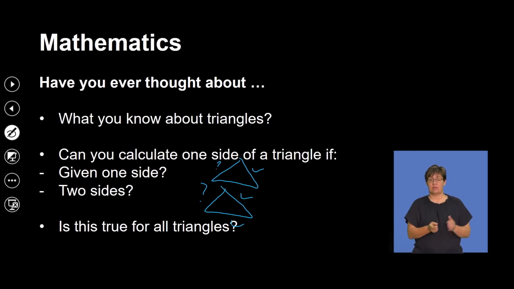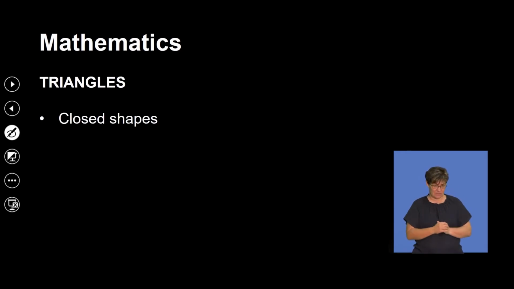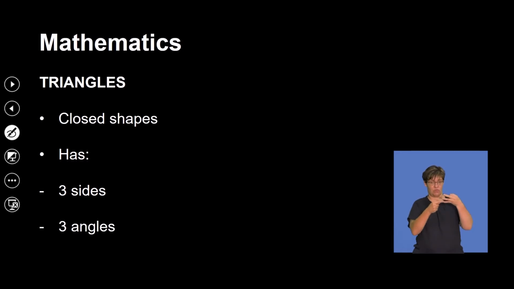Then lastly, is this true for all triangles? Are there special triangles where this can be done, where I can find one side given one side or given two sides? Or is it all triangles? Can I do that with each and every triangle? Remember, we have 4 types of triangles, which I'm sure you're familiar with by now. Now, in terms of triangles, we call this a closed shape. They are closed shapes. They have 3 sides because of tri. They also have 3 angles.